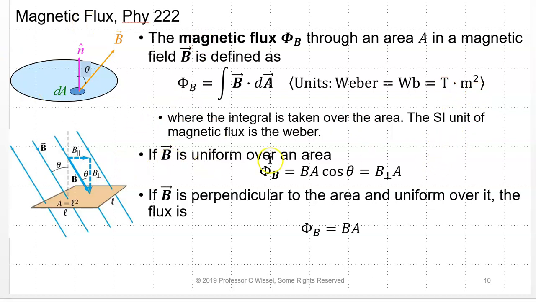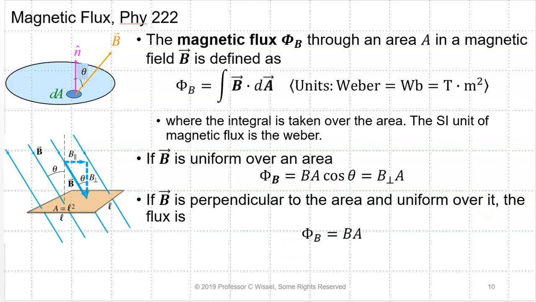Okay, so if the magnetic field is uniform over the area, phi b is just BA cosine theta, or B perpendicular A. If B is perpendicular to the area and uniform over it, the flux is phi b equals BA. If you are a Physics 222 student, please skip ahead to slide number 12.